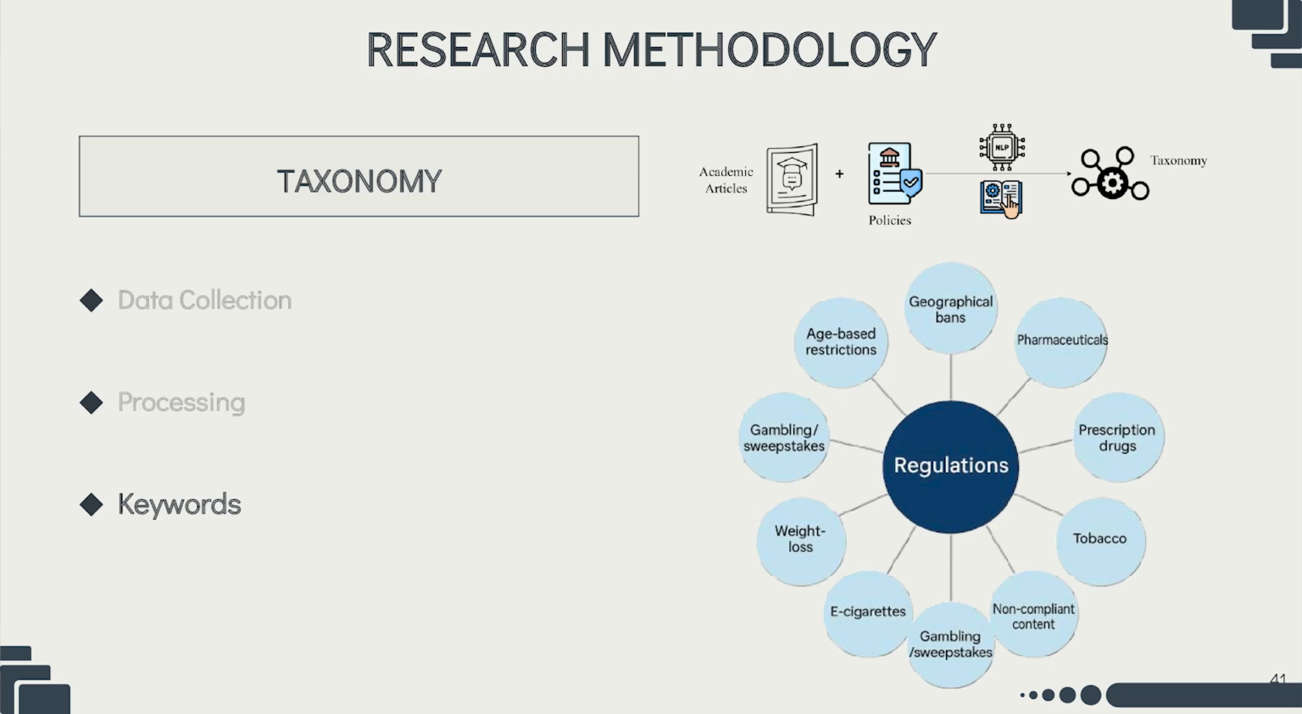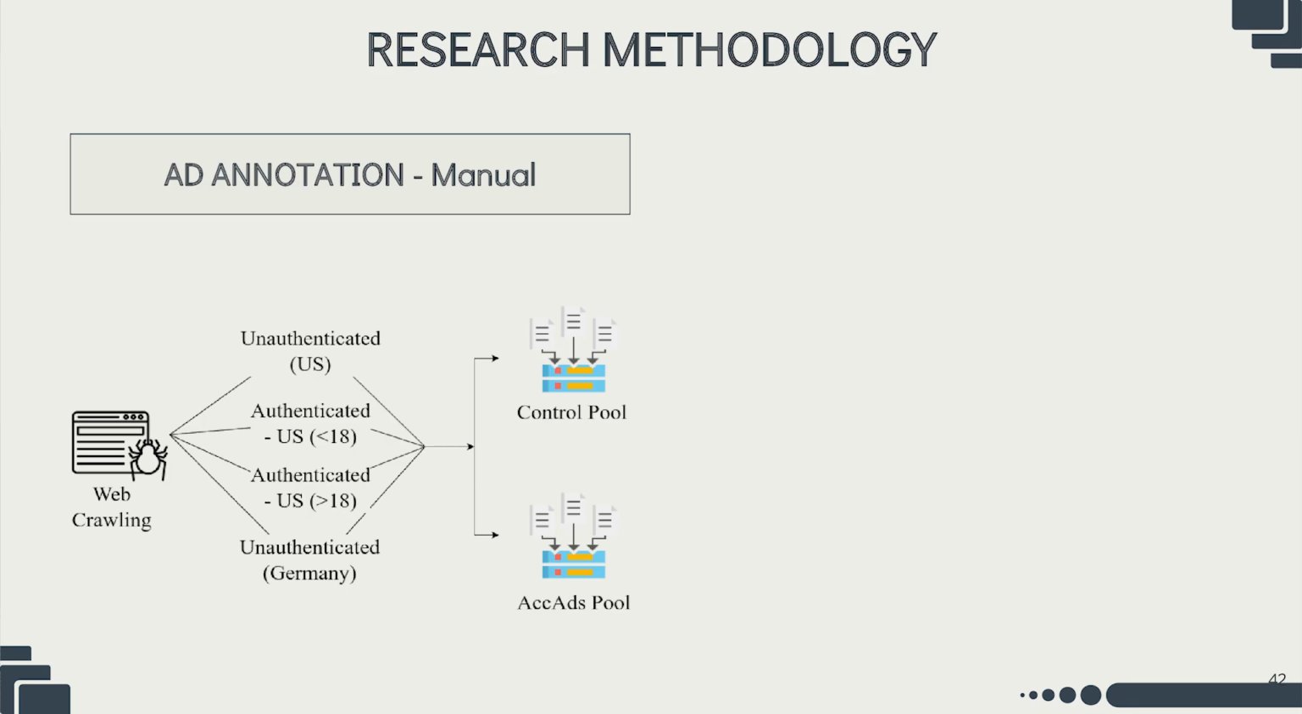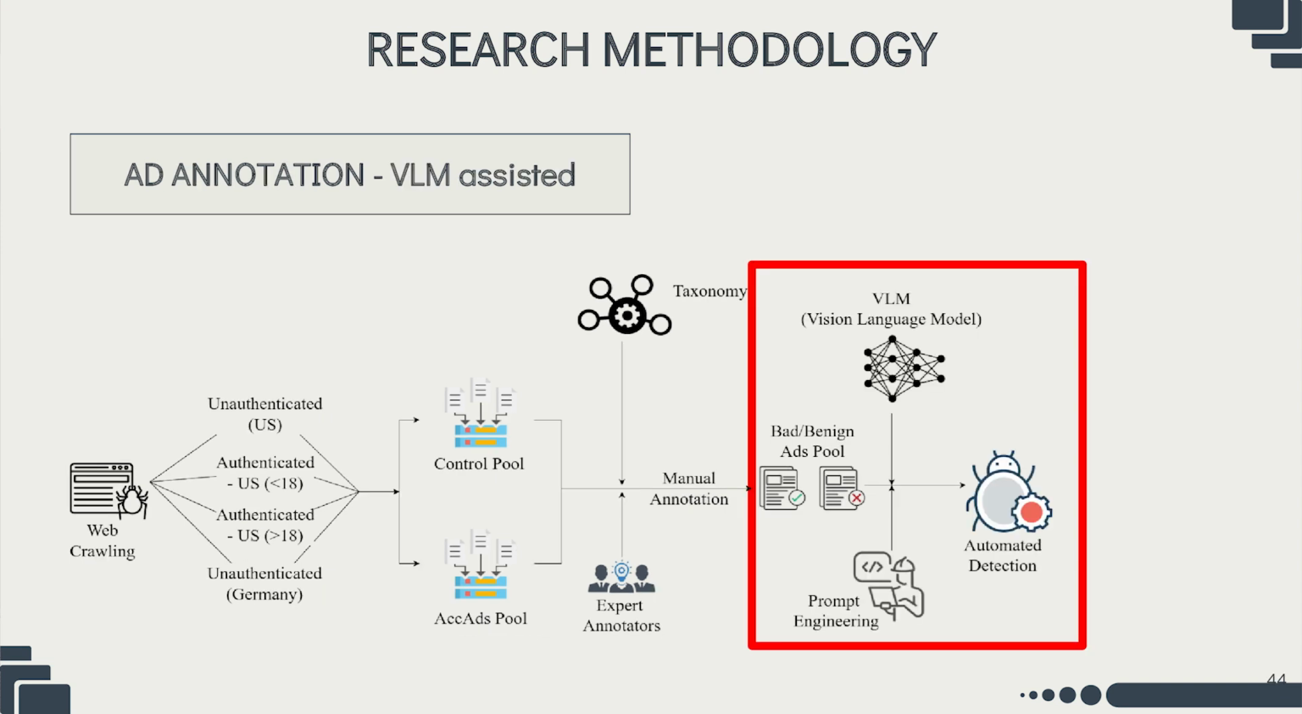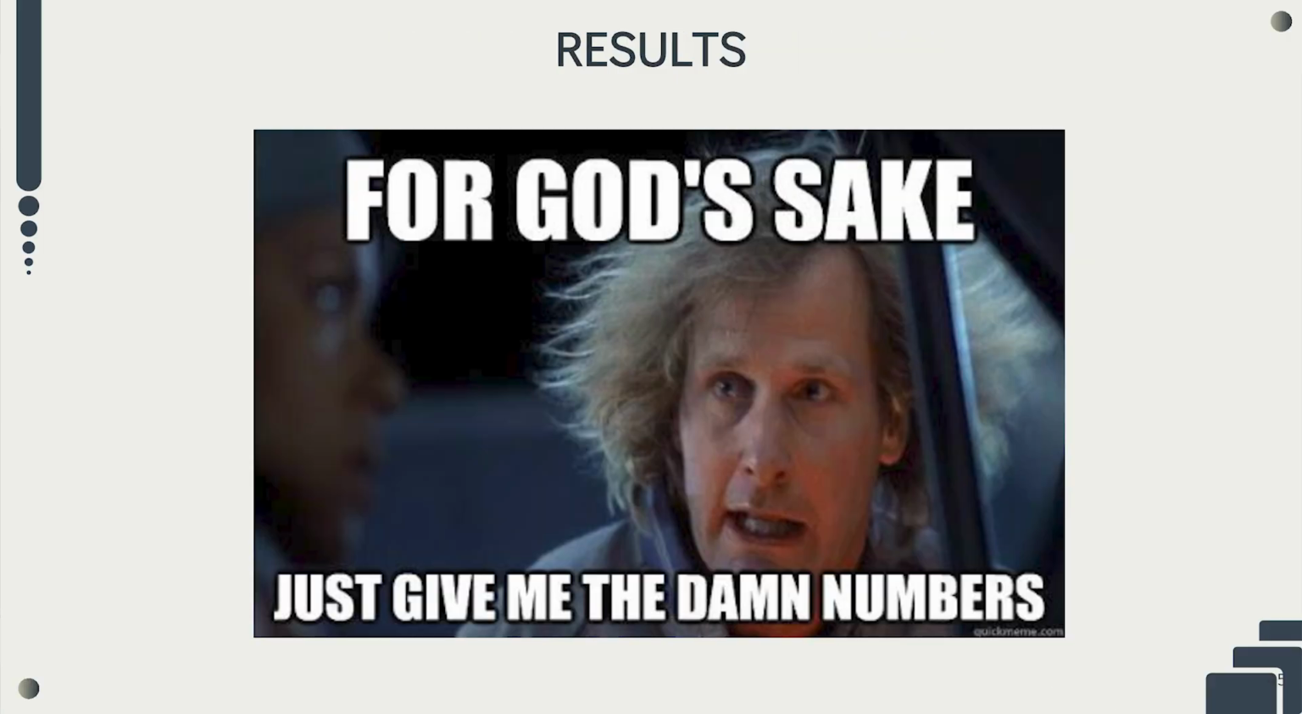For the ad annotation part, we collect ads from different geographies like US and Germany, and also across different age groups. And then we used certain expert human annotators who are trained on our taxonomy to discriminate between good and bad ads. And finally, we use a vision language model along with some prompt engineering to do the automated detection. So now, okay, we have talked a lot about this research methodology.